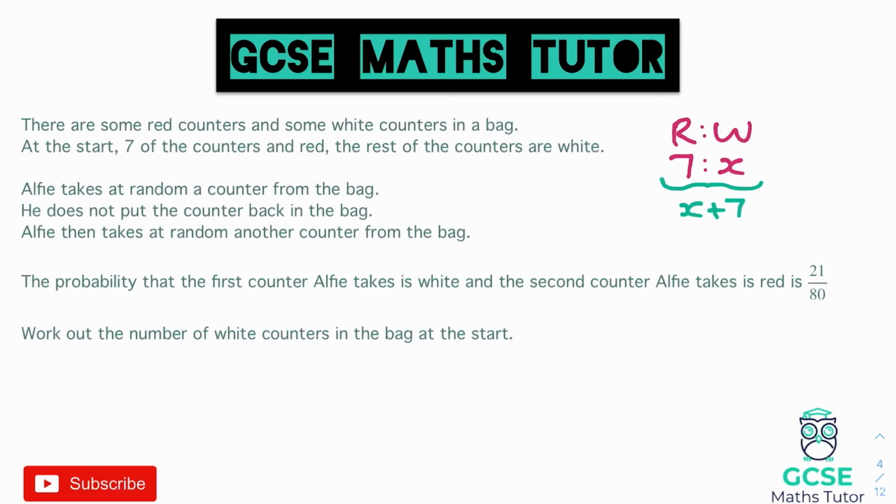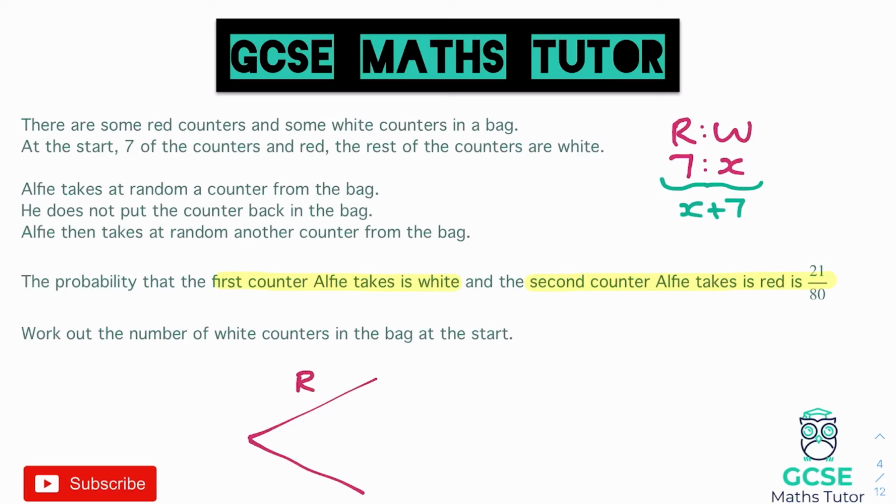So for this one then, it says Alfie takes at random a counter from the bag, he does not put it back, and then he takes another one. The probability that the first counter is white and the second counter is red is 21 over 80. Now the nice part about this question is that it only gives us one route to work out. So the first counter is white, the second counter is red, and our probability there is 21 over 80. So hopefully this shouldn't be too large a tree, because we're only going to look at that one route. If we draw it in, we have got 2 options.